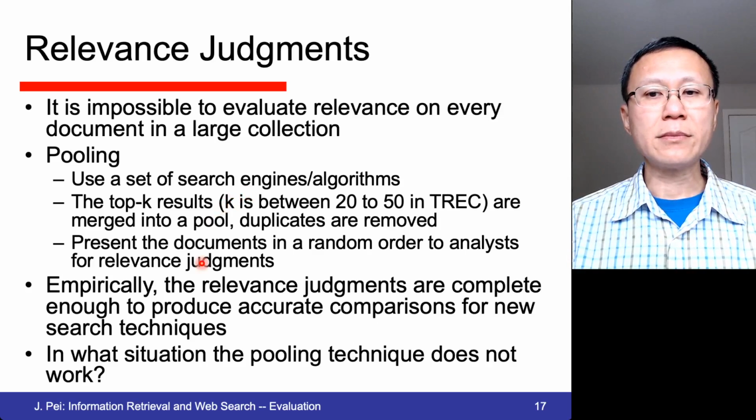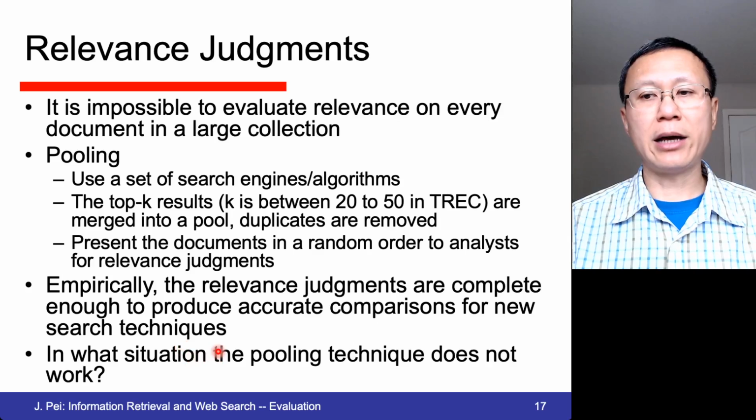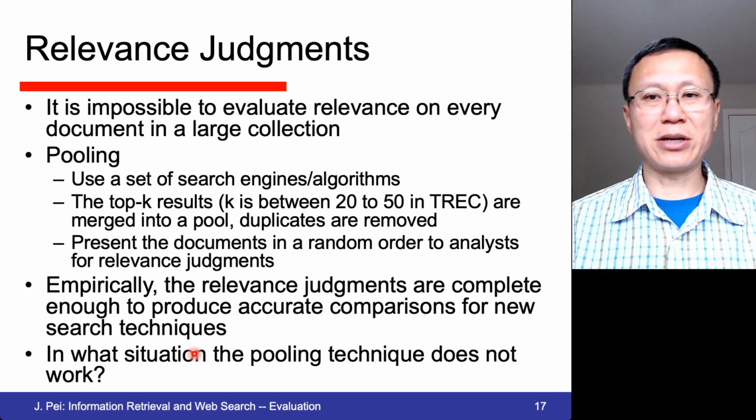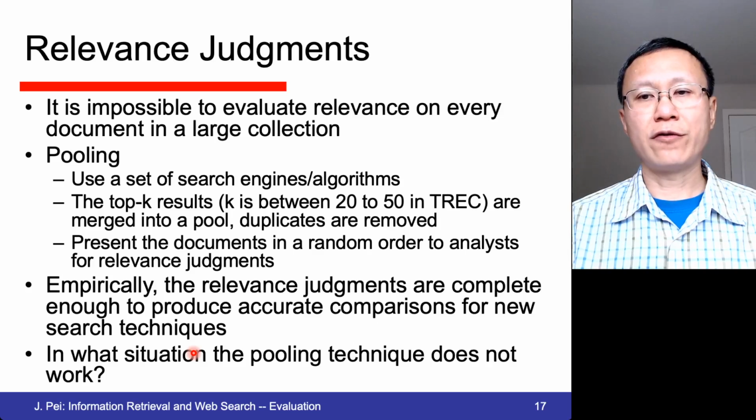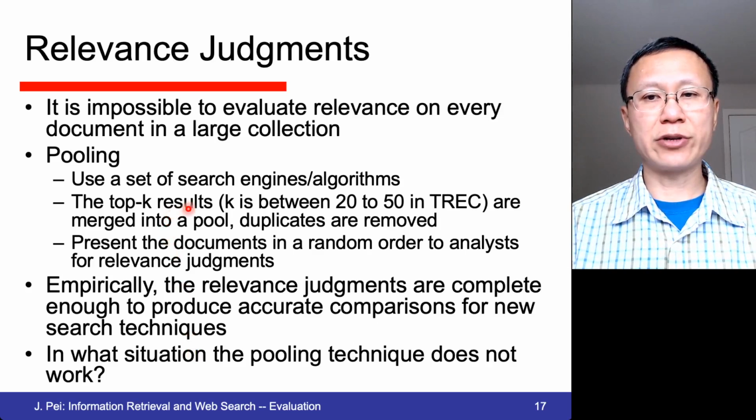Then, correspondingly, using the pooling result may not give your new algorithm a high evaluation metric. This is not because your new algorithm is not good. It is because your new algorithm is very different from the set of search engines and algorithms used to produce the pool. So, in other words, in this situation, the pooling technique does not work well.